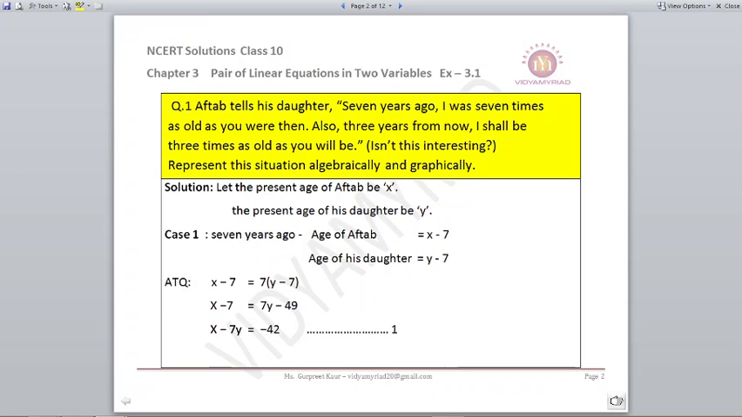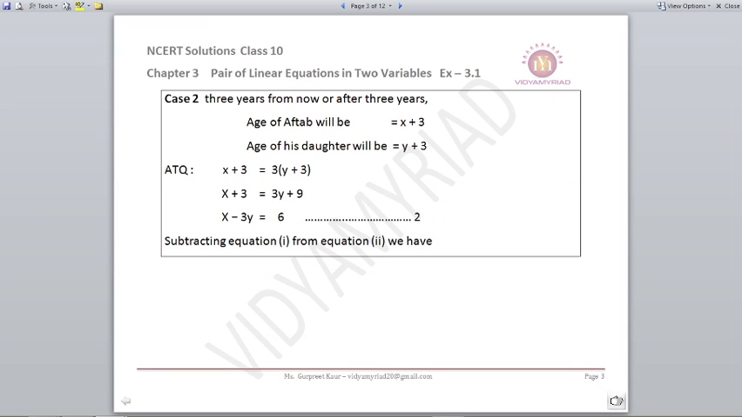The second case they are telling us 3 years from now, that means after 3 years, I shall be 3 times as old as you will be. So after 3 years what will happen? x plus 3, y plus 3. So when we have to equate it, Aftab is 3 times the daughter's age. So 3 will be multiplied by daughter. So x plus 3 will be equal to 3 into y plus 3. On solving this, you get equation number 2, x minus 3y is equal to 6.